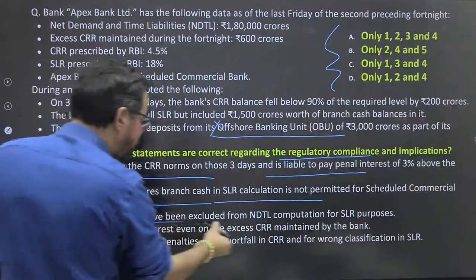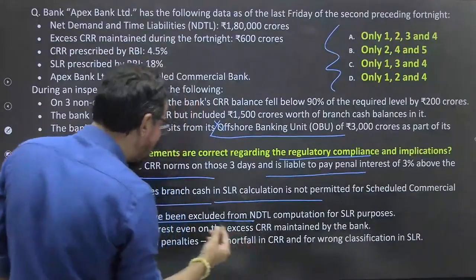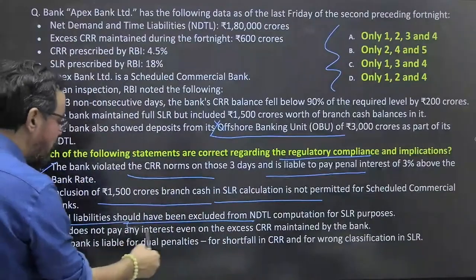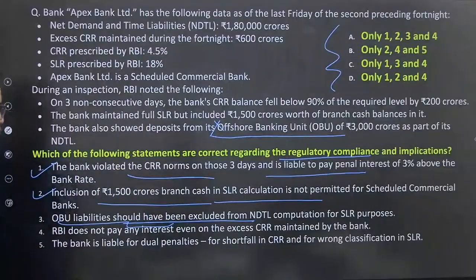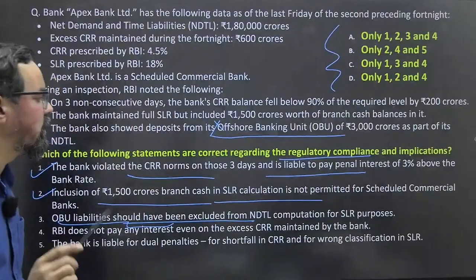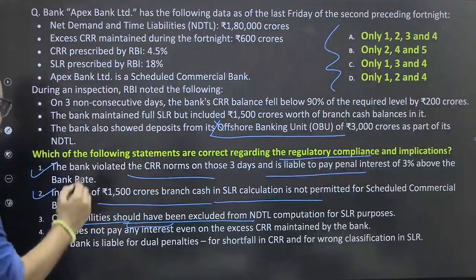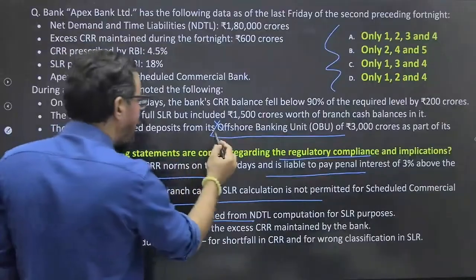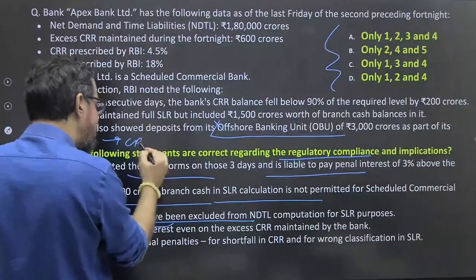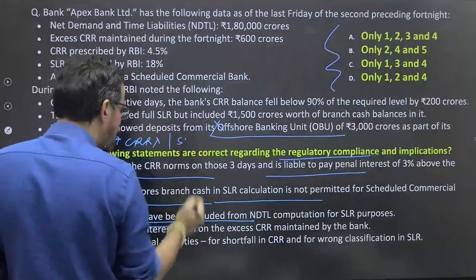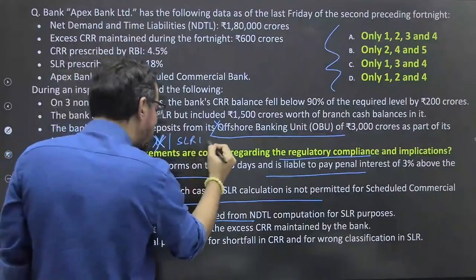OBU liabilities should have been excluded from the NDTL computation for SLR purpose. For SLR purpose or for CRR purpose? They should be excluded for the CRR purpose, not for the SLR, sorry. So this is wrong. They did not mention anything. If you are calculating CRR, it should be eliminated, but in case of SLR, they are included.